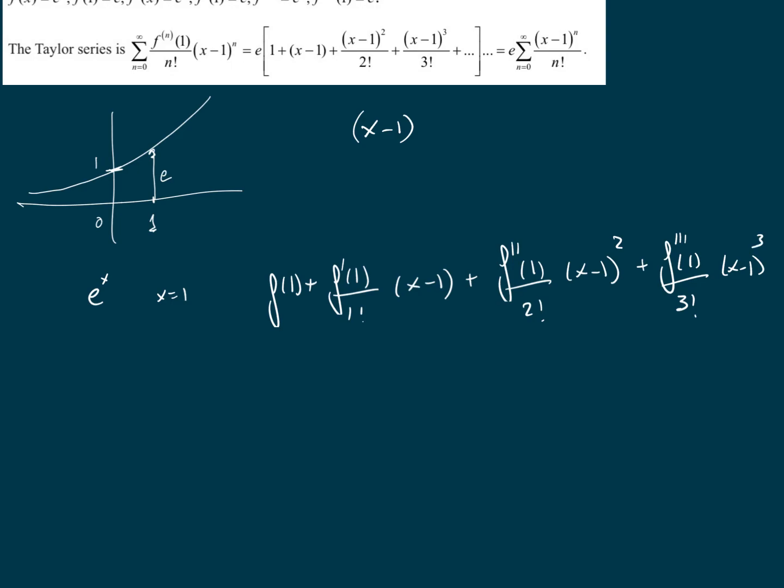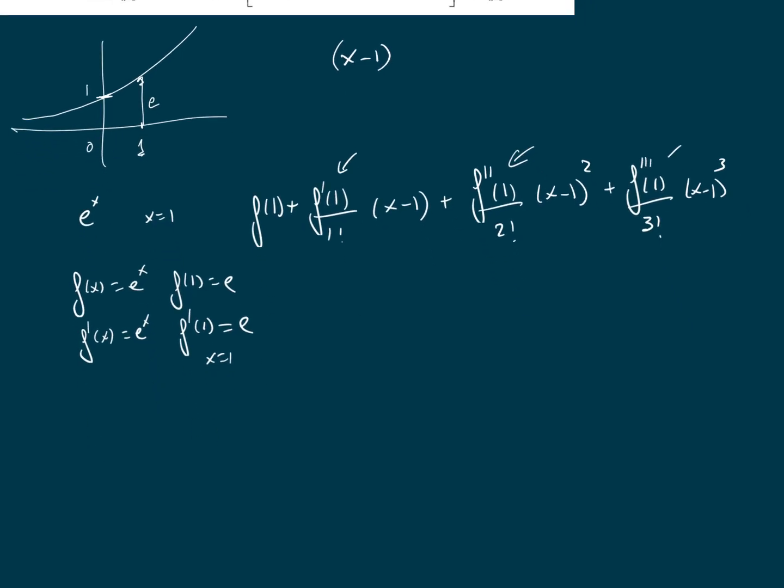So we need to find f of 1, f prime of 1, f second of 1. Because the function is e to the x, f of x is e to the x, so f of 1 is e. And f prime of x is also e to the x, so f prime of 1 is also e when x equals 1. So all the coefficients here are the number e. So what is the Taylor series?